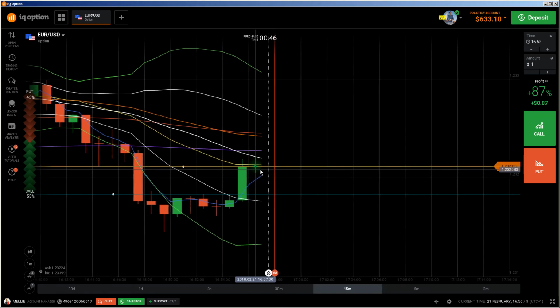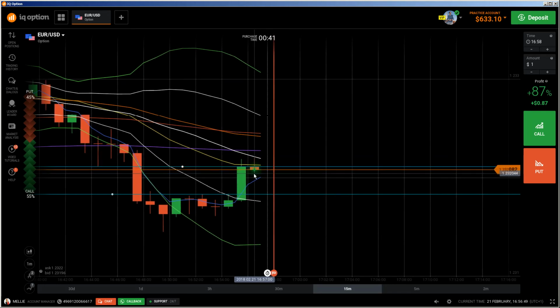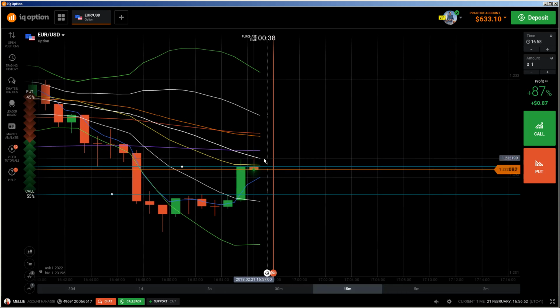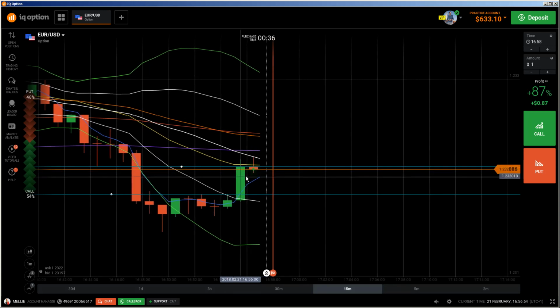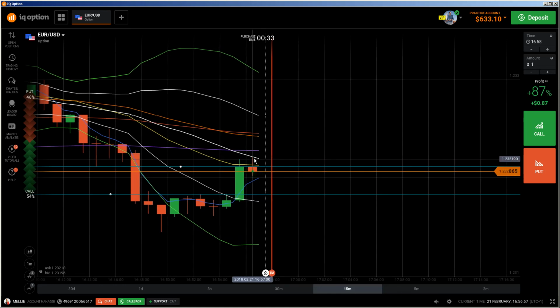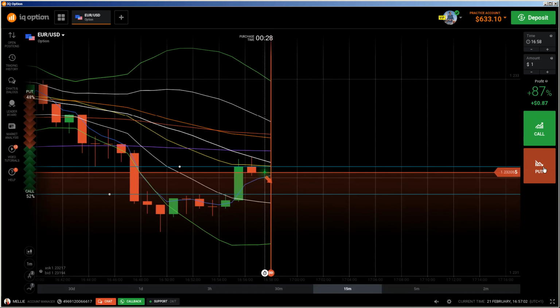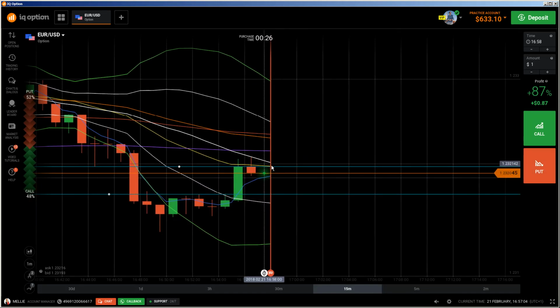So let's see. It's not clear what the market is trying to do. This could be some kind of retracement now. So let's see what the next candlestick is telling me. This candlestick looks like it will go down further. Yes, and I prepare to do a put here, if we touch this level.